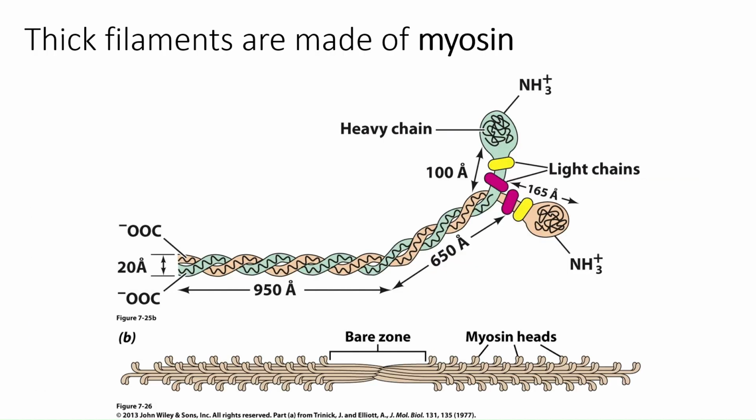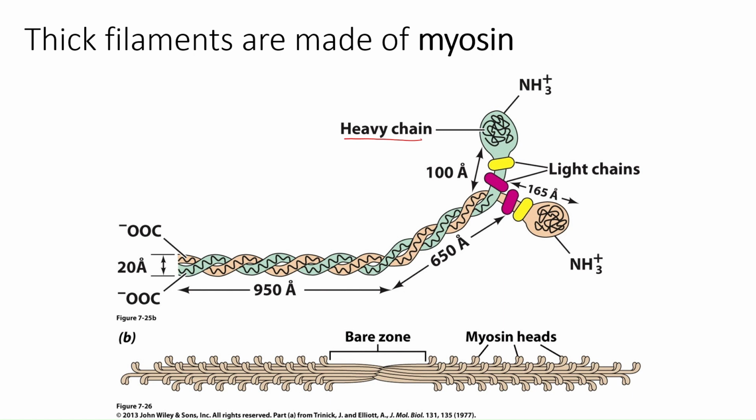So let's talk more about what those filaments are made of. Like we just mentioned, the thick filaments are made of a protein called myosin. And here is a depiction of myosin. It has two main components. We have this heavy chain, and we see two of them here. One's in green and one's in a light orange color. And they're fairly large in size. They're about 220 kilodaltons.